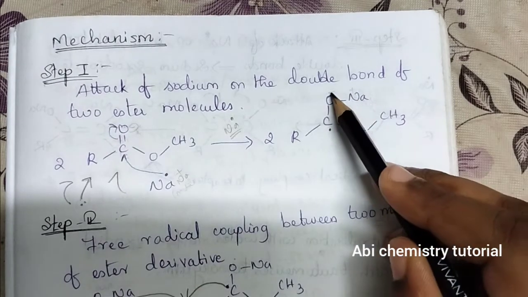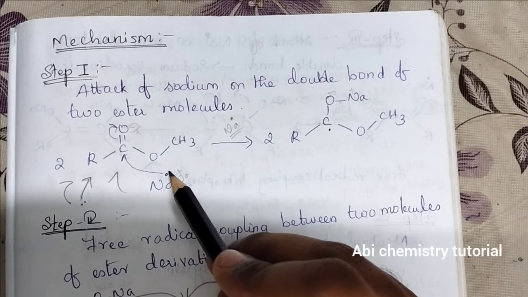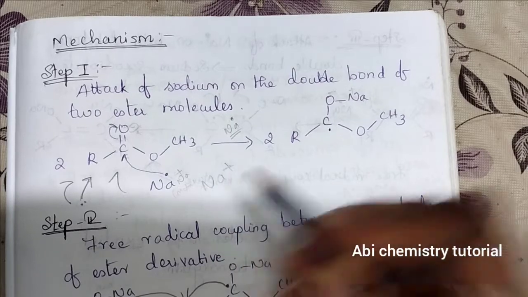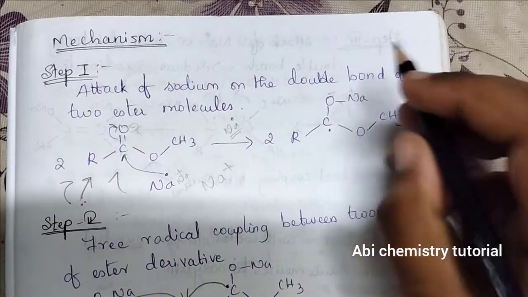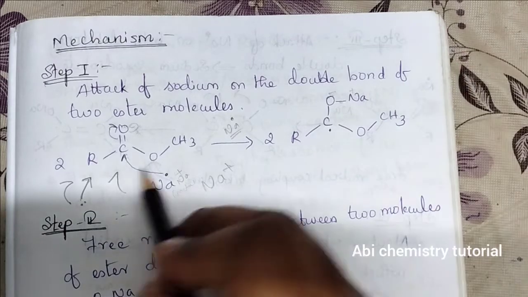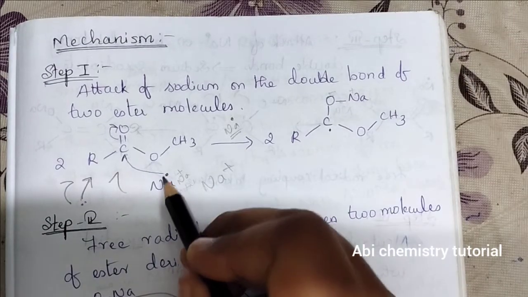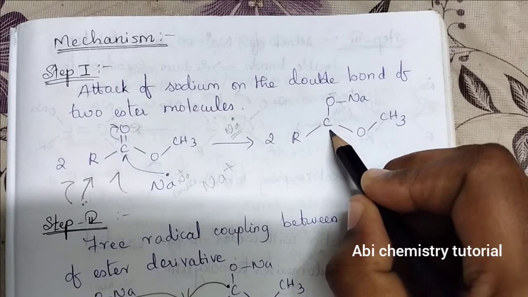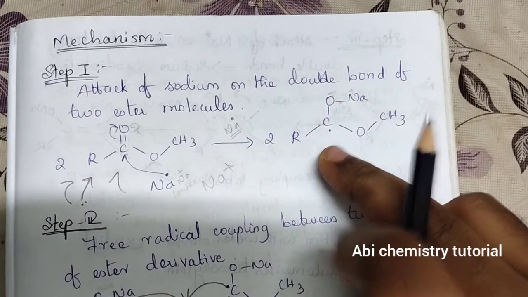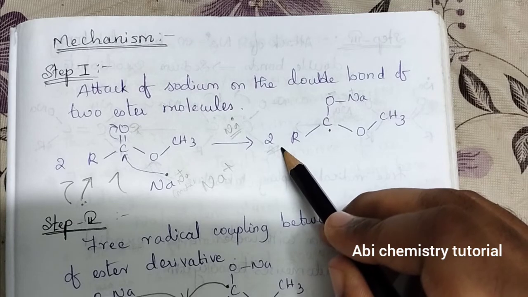As you can see here, it will gain a negative charge. And since sodium loses one electron, it becomes Na+. So Na+ and O- combine to form a bond, ONa. And here you can see the electron donated by this sodium remains at the carbon itself. So this takes place in the case of the two esters.